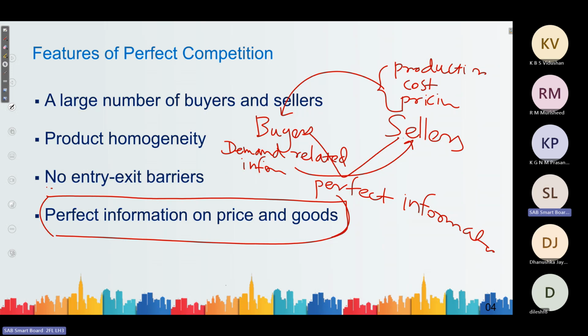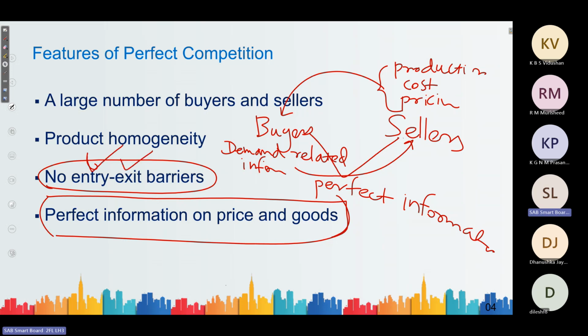Also, no entry and exit barriers. This feature also may be lacking in the eggs market of the United States because it needs some capital to establish a farm to produce eggs, right? It needs some investment, and sometimes the investment may be huge. So huge investment requirements may prevent newcomers from entering the market. So there are entry barriers in the market.